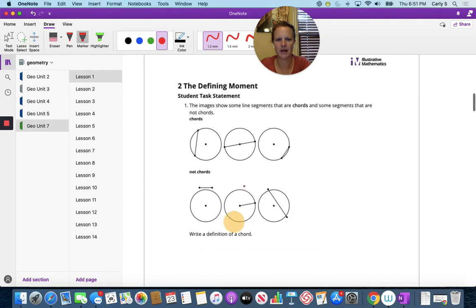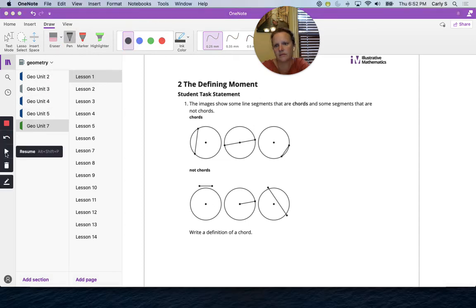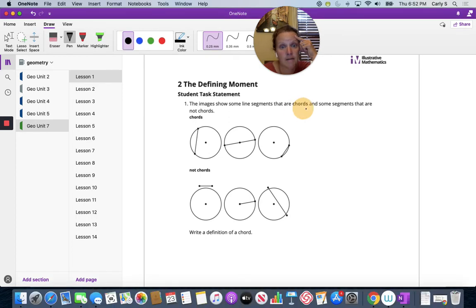Okay. I don't know what just happened there. So the defining moment. Let's change colors here. All right, I had to pause for a minute. I'm not sure what I said beforehand, so here we are. The defining moment. The student task statement says, the images show some line segments that are chords and some segments that are not chords.